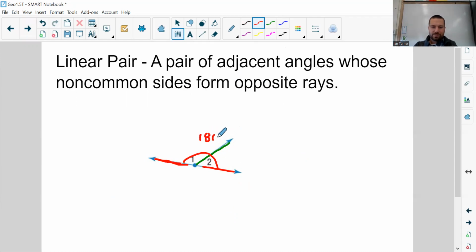Okay, so this is really important. We're going to talk about linear pairs all year. That is a linear pair. They have to be adjacent angles too, right? So they have to be next to each other. They have to form opposite rays. So they have to add up to 180. Okay, and we'll see this come up a ton. Two angles who add up to 180 degrees. Let's keep moving.